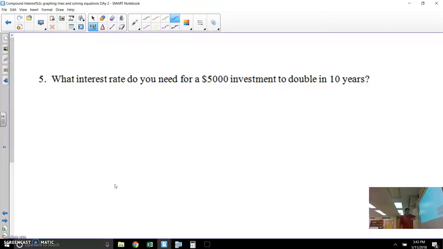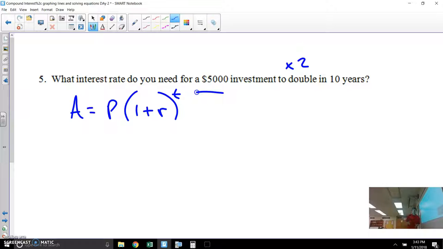Alright, what interest rate do you need to get a $5,000 investment to double? That means times 2 in 10 years. So I kind of set this one up to begin with today. One thing you need to understand is nothing in here says continuous, nothing in here says compounded, monthly, quarterly, daily, none of that. So you can assume that you're just using the most basic form, where the n is 1. Okay, it just happens like once a year.